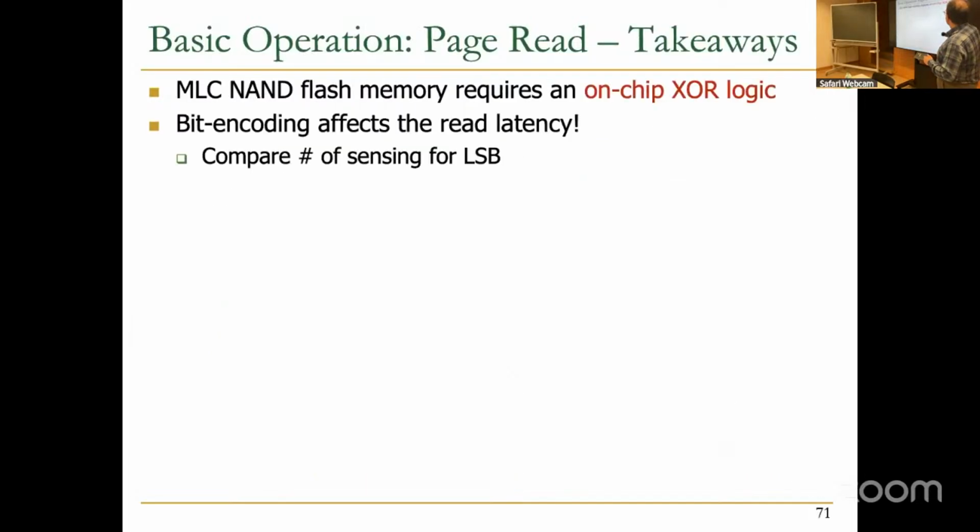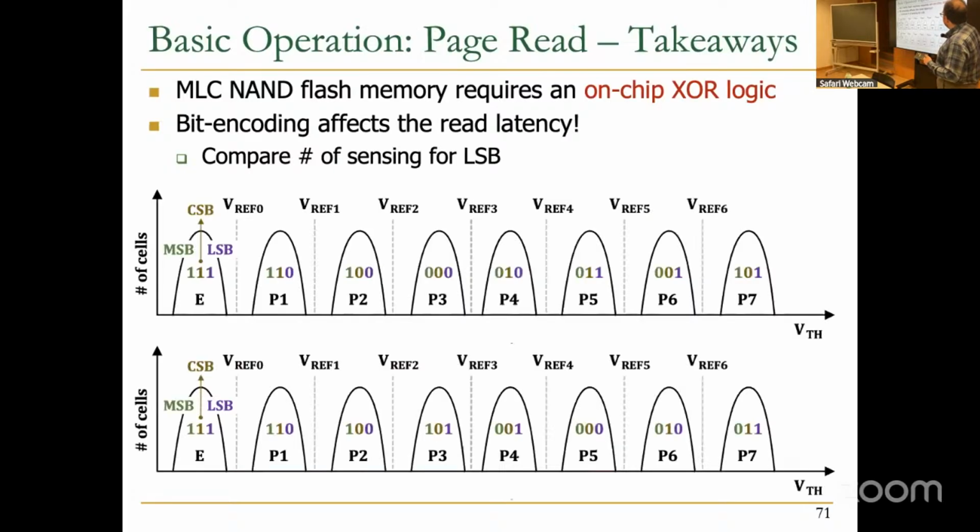Okay, so this is some takeaway. Essentially, we need this XOR logic, and bit encoding actually affects the read latency. So here is a very cool example. With this TLC, I'm showing 2 different encodings. The above encoding is what we had before, but the below is different, right? So now you can have fun comparing the number of reference voltages that I need, for example, to read LSB.